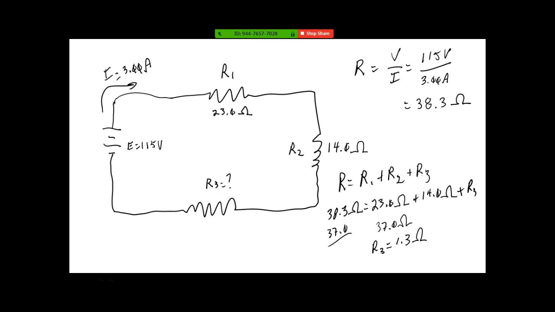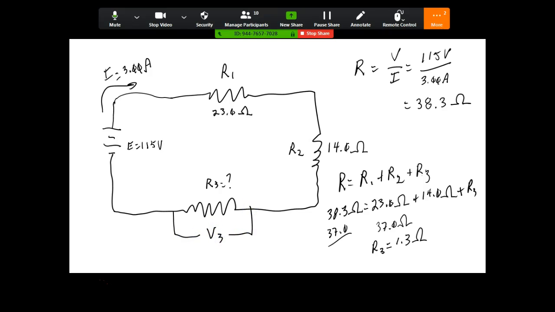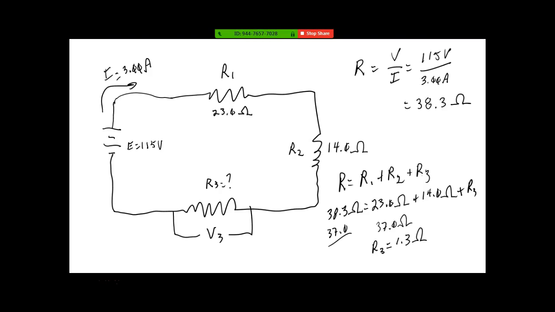Yes. Okay. Now, the next question is, referring to this very same figure here, find the voltage drop across R3. So what we're looking for is, what is the voltage drop that goes across here? What's your V3 that goes across here?